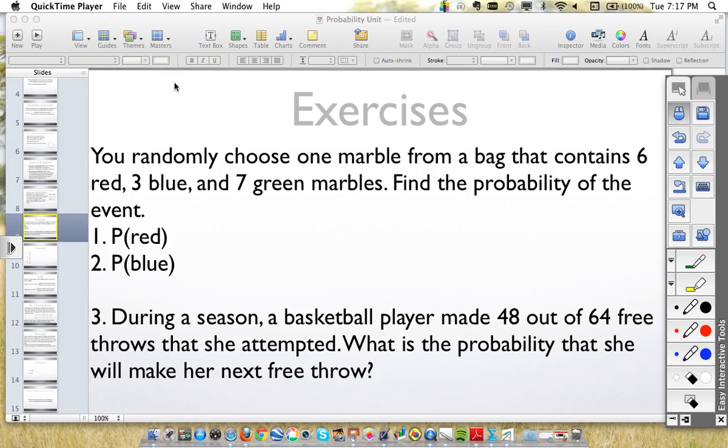All right, welcome back. We are going to finish up our first lesson on probability, introducing probability. And like I said, we're going to start off with the exercises from the previous two examples. So go ahead and pause your screen, read through these questions carefully, answer them, and when you're ready, press play so that you can see the results.